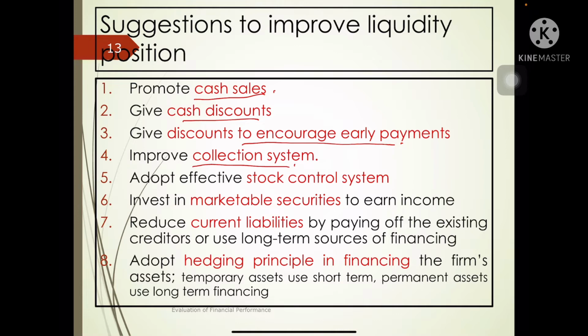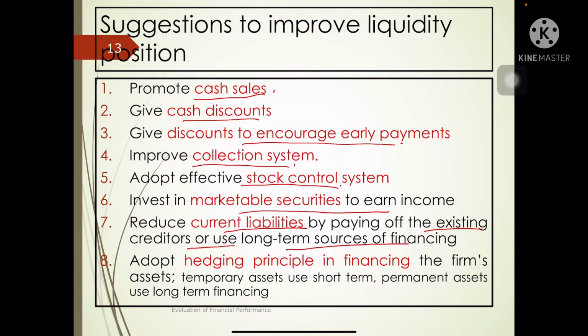And then adopt effective stock control to ensure that you don't hold an excessive or larger stock that you really don't need. And then number 6, invest in marketable securities to earn income. So it means that you can invest in the short term. It's easy for you to transfer to cash if you really need money. And then you have to reduce your current liability by paying off the existing creditors.